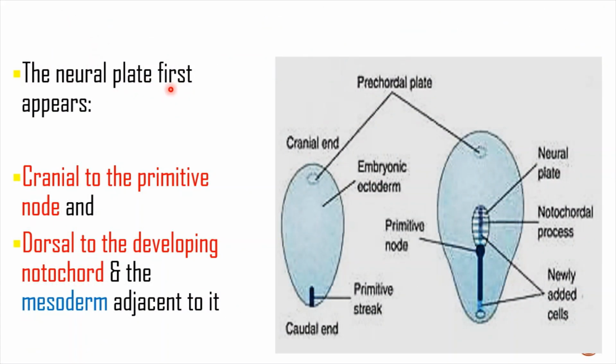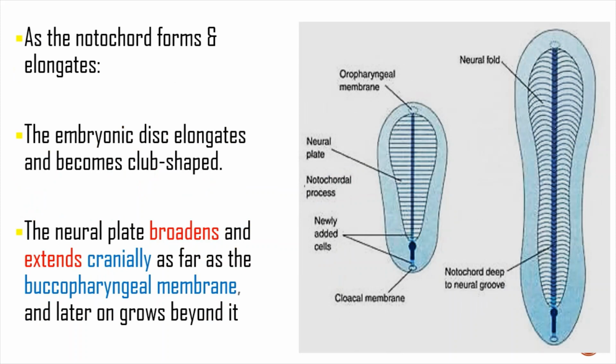Okay, beautiful. Now the neural plate first appears cranial to the primitive node, which is here. So cranial to it, this is the neural plate, and dorsal to the developing notochord, which is on top, because you know that the notochord is inside, underneath the ectoderm. So just on top of the notochordal process, that's where the neural plate develops. As the notochord forms and elongates, the embryonic disc elongates and becomes club shaped.